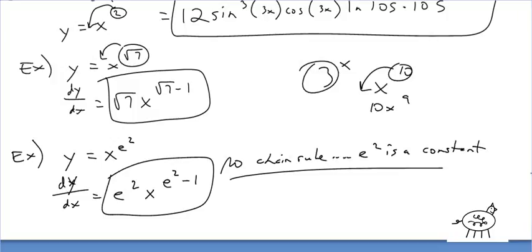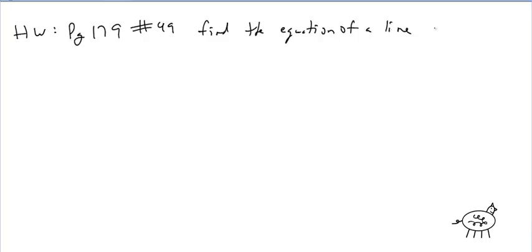Sweet. Okay, the next one I want to do with you guys is one of your homework problems. It's on page 179, I believe, number 49. And this is what it says: find the equation of a line that is tangent to y equals e to the x and passes through the origin. It's a great problem.